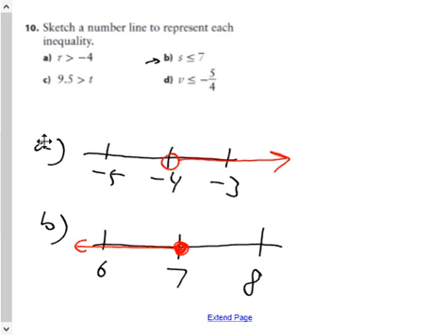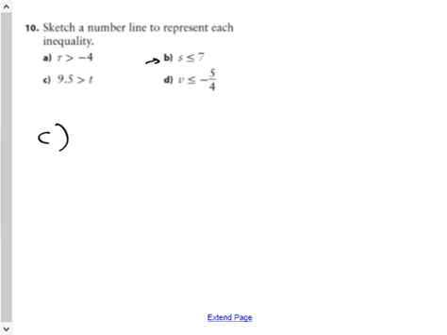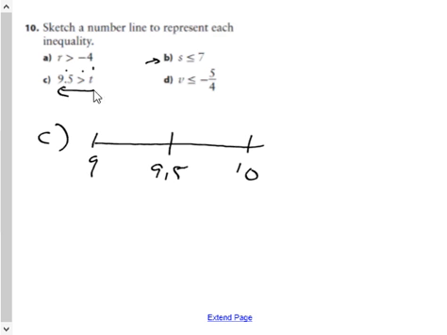For C, it's a little bit weird because we have our number first. So start at your variable and read it backwards. If I read it that way and I say T is all values less than 9.5. So all values less than 9.5. Put my number line here, I'll put 9.5 in the middle, I'll put 10 over here, I'll put 9 over here. And all values less than 9.5 would be an open boundary point, because it doesn't include it, and any value less than 9.5.